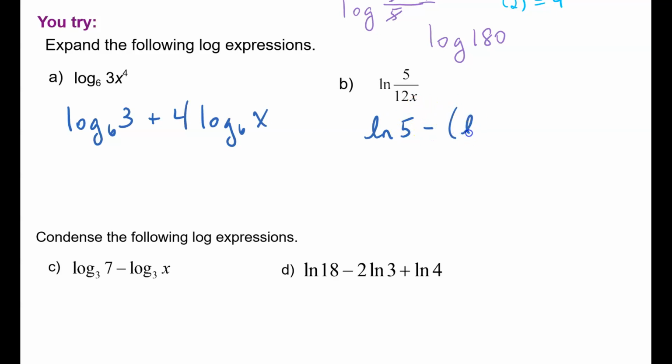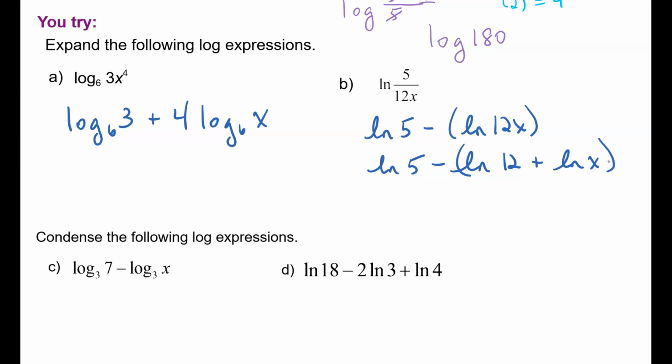So remember, when you're doing this, what's happening is you've got that. So when you separate those, it becomes the natural log of 5 minus natural log of 12 plus the natural log of x. Okay, you have to distribute that negative sign through.